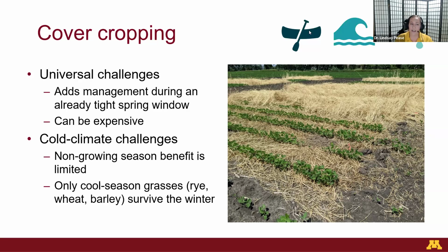The other challenge that we have in cold climates specifically, so thinking about northern Minnesota, northern Wisconsin, Vermont, New Hampshire, is that a lot of the cover crops that are favorites in other regions will not survive our winter. I've tried many different cover crop species, and the only thing that really survives are those cool season grasses, which are limited in their application, especially because we grow a lot of wheat crops. Wheat and barley and other small grains are major crops for my growers.